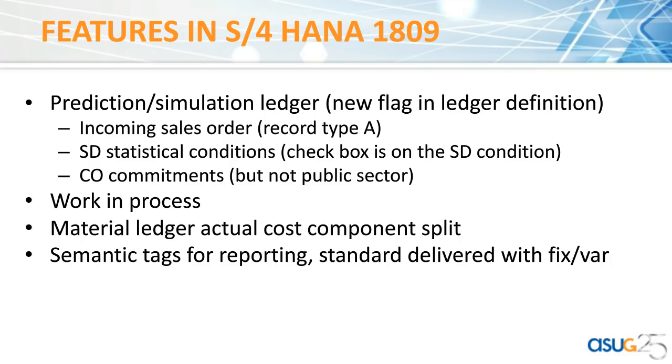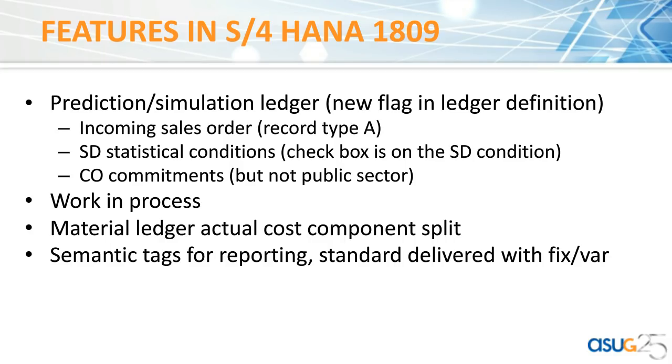And a last concern for things that I had used heavily in the old world, or CO commitments, the ability to see open purchase order values by cost object. That kind of information can now be reported in the prediction or simulation ledger in 1809. So that checked a lot of boxes for me, some concerns that I still had, knowing how most cost-based customers use that information. I felt we still needed that in S/4.